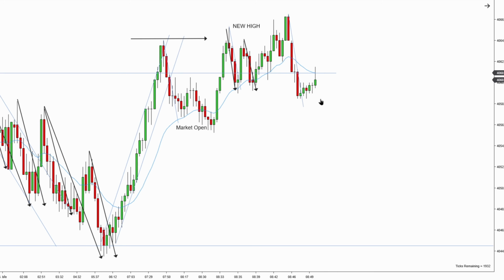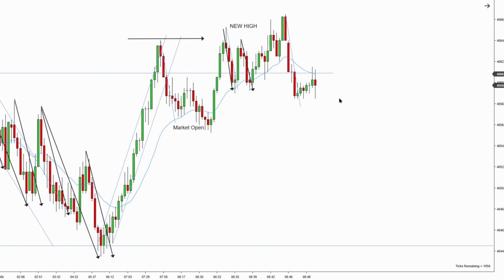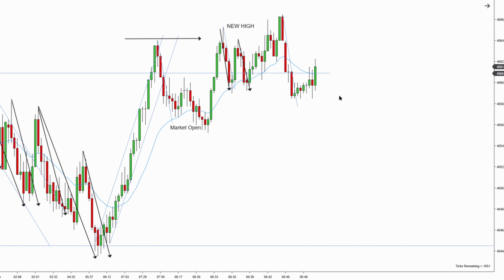Micro double bottom resets the count. I have first entry short, another bottom, and we're pushing back above EMA. Okay, so something is changing. We cannot make it even to the bottom of the trend range.